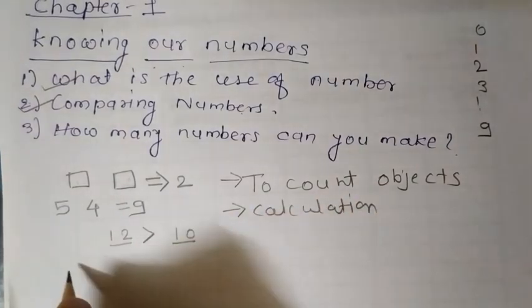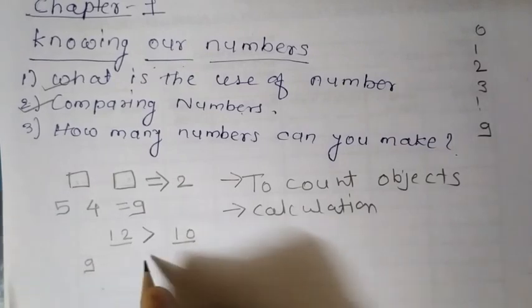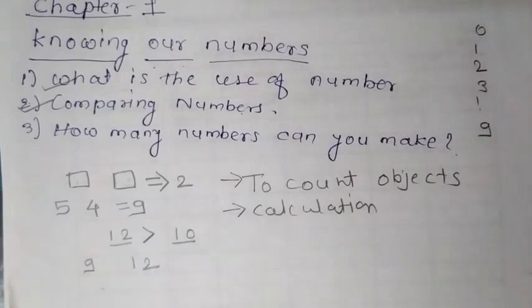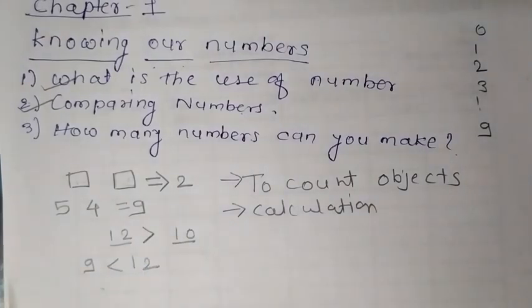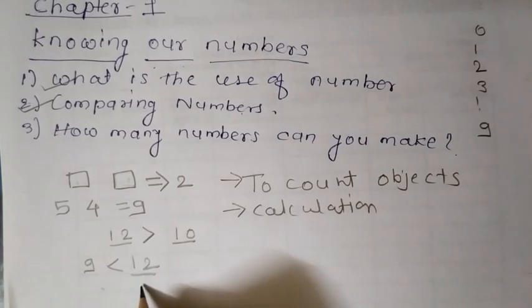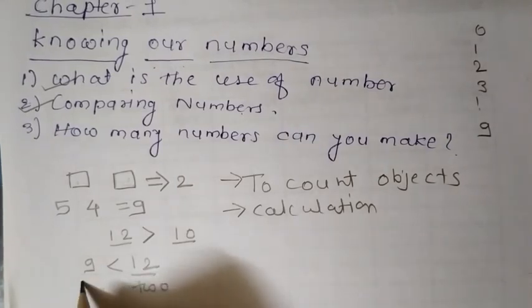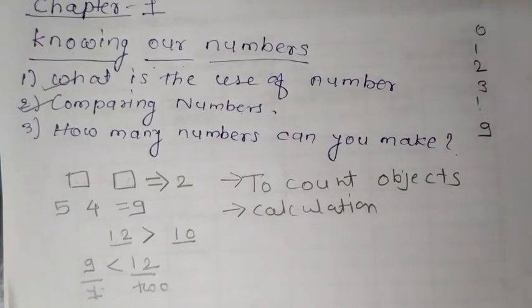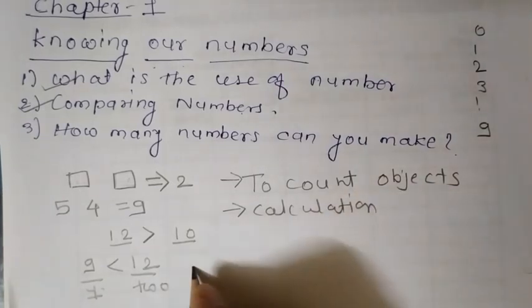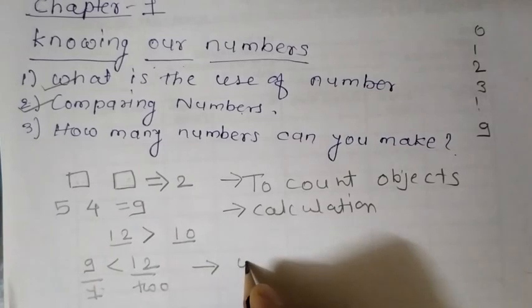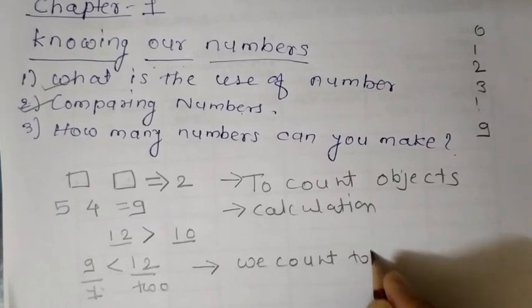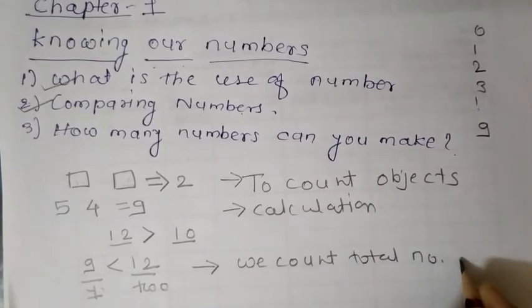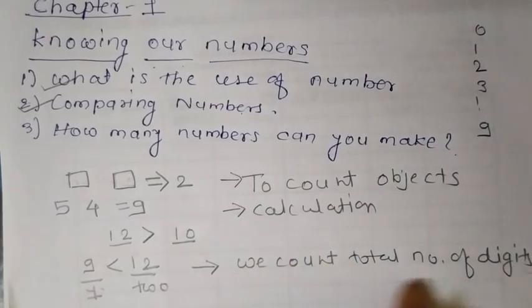One more example I am giving you. Suppose the first number is 9 and the second number is 12. Between these two numbers, 12 is definitely the greater number. Why? Because here we have two digits, here we have only one digit. So whenever we compare numbers, we count the total number of digits.